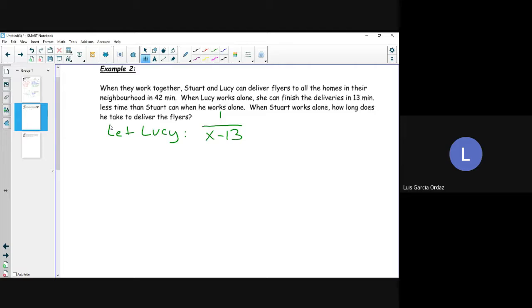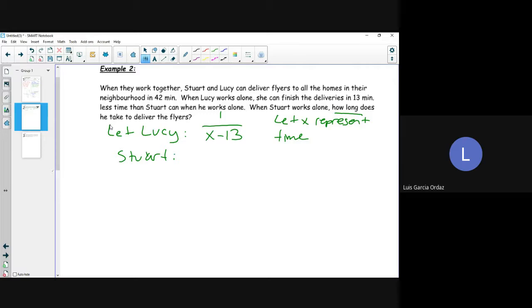So if Lucy is 1 over x minus 13, what is Stuart? Wait, sir, don't we also have to define what x is? Yeah, what do you want x to be? I don't know what x is, that's why. Time. Because it's asking how long, so we're assuming the variable corresponds to time. So we're gonna say let x represent time.